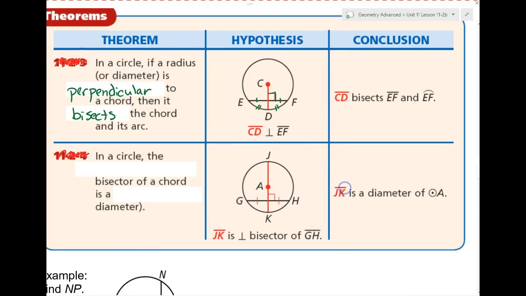Now, the next one's just going the opposite, okay? We're going to use the converse on this. So just know this is the converse one. I'm going to go back to my green. It says, in a circle, the perpendicular bisector of a chord is a radius, or you could say, or diameter. Now, why am I including the diameter here? Isn't the radius a portion of the diameter?